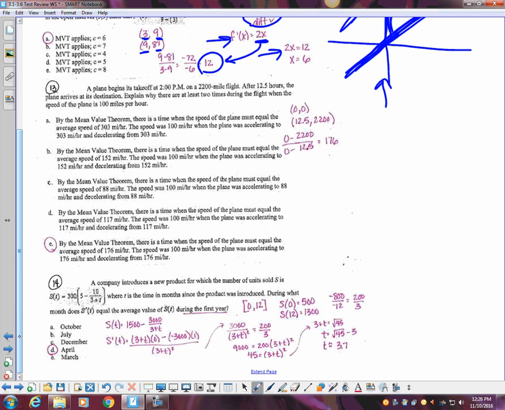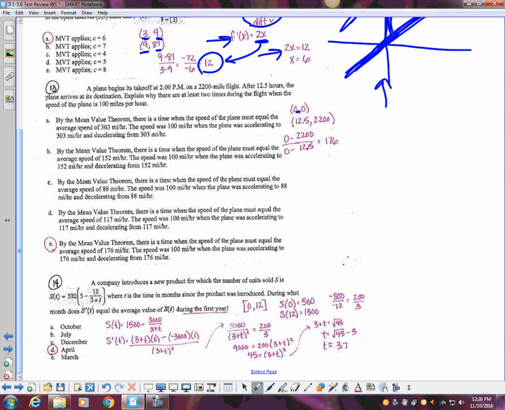Number 13, a plane takes off at 2 o'clock on a 2,200-mile flight. After 12.5 hours, the plane arrives at its destination. Explain why there are at least 2 times during the flight when the speed of the plane is 100 miles an hour. Well, find your average speed over the flight.